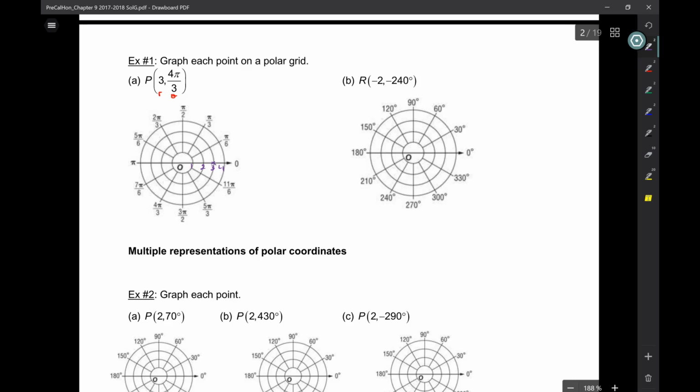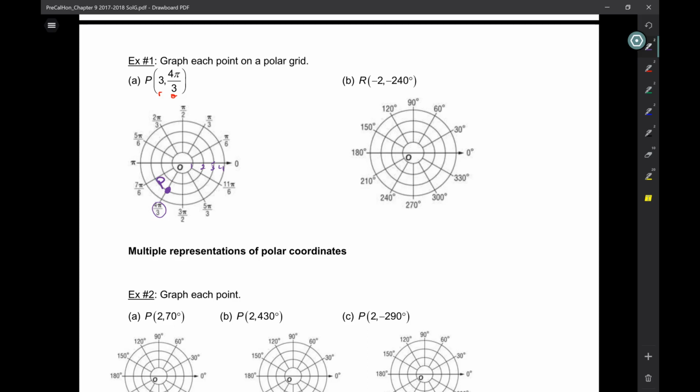Now the angle is 4 pi over 3. It's easier for me to do the angle first. So 4 pi over 3 is here, right? That means my ray is this one, okay? So my point is going to be on that ray somewhere, and I go out 3 spaces, 1, 2, 3, that's where my point is, P. Now if you draw the point, you don't put the line, just the point. We're just graphing a point here.